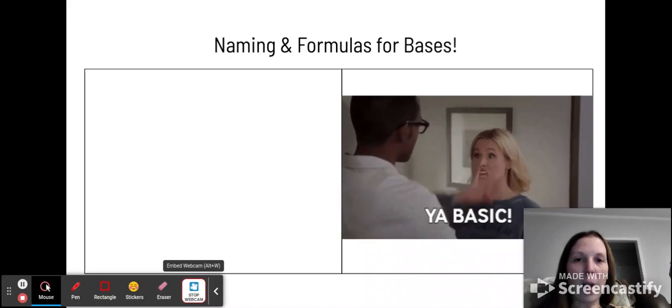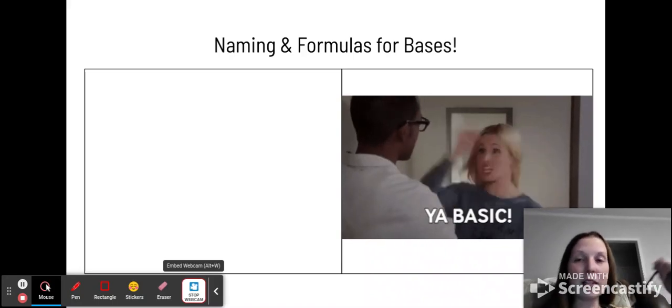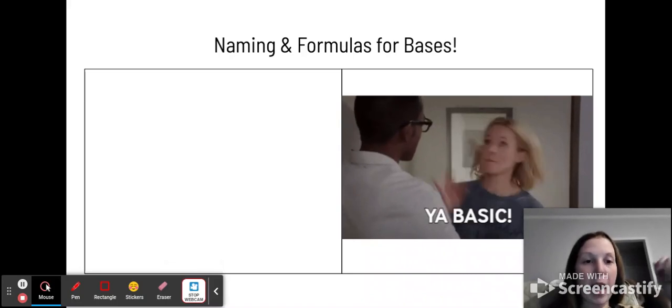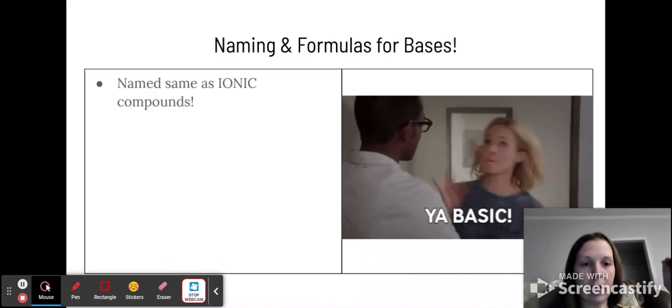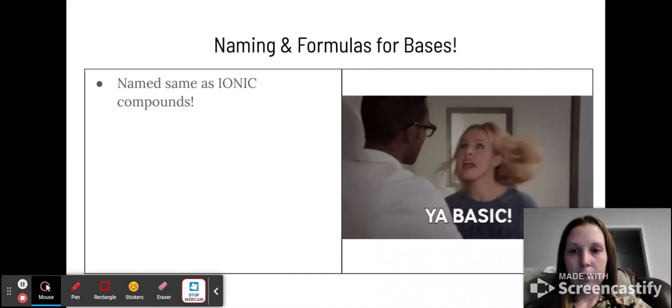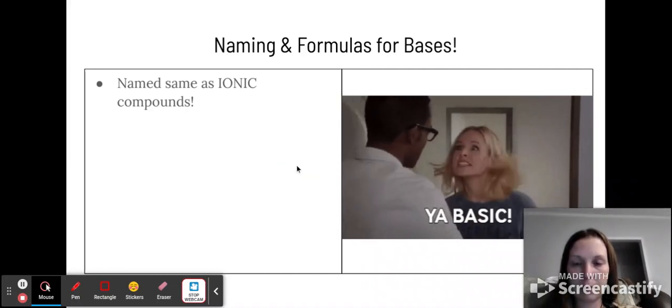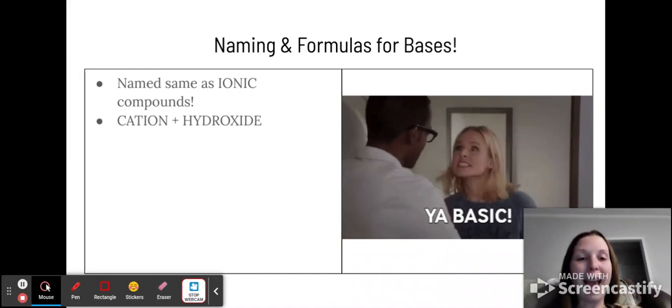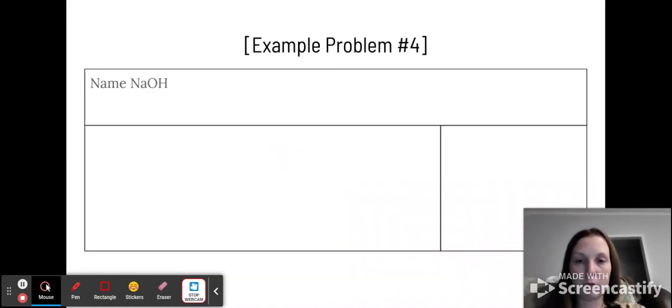So now let's talk about naming and formulas for bases. This is identical to ionic compounds, so it's not any different there, but as a quick review for that. We're going to take a cation and we're going to use hydroxide as our anion, because a base is a compound that when dissolved in water releases a hydroxide, which is OH minus on your polyatomics chart. So you just find the cation that goes with the OH minus.